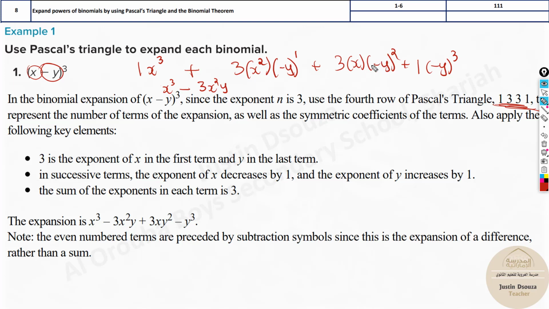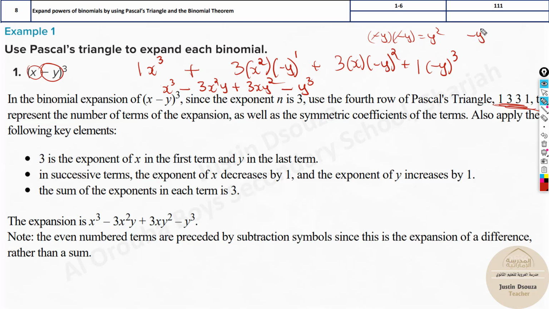And over here, this minus y is all squared. So you basically multiply minus y into minus y, it becomes plus y squared. Whenever it is squared, the negative sign dissolves, it goes off. So here it will be plus 3xy squared. With power 2, it will always be plus. Lastly, it's minus y cube.